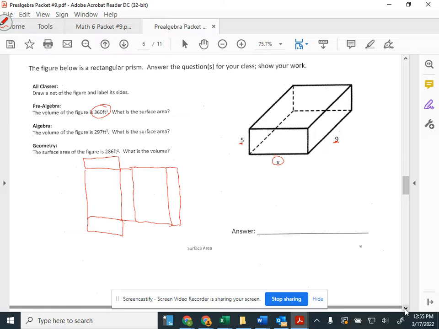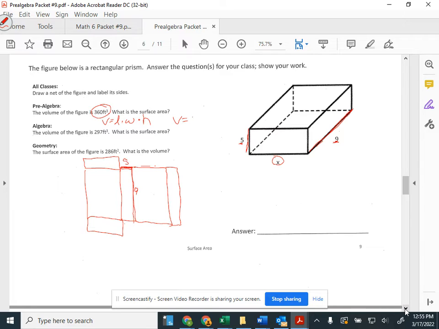So make sure that the short side is a 5. The long side is a 9. You need to find what this side would be. What's the formula for the volume of a rectangular prism? Chase? Length times width times height is our volume. If we know 3 of those, can we find the third?